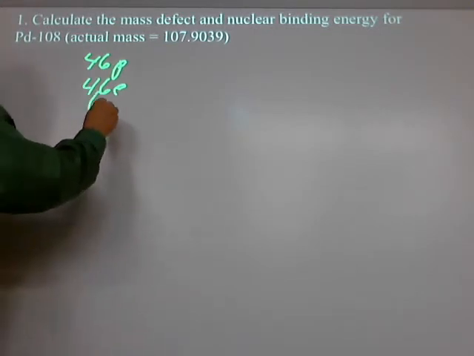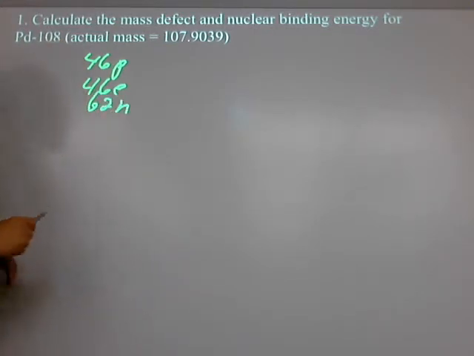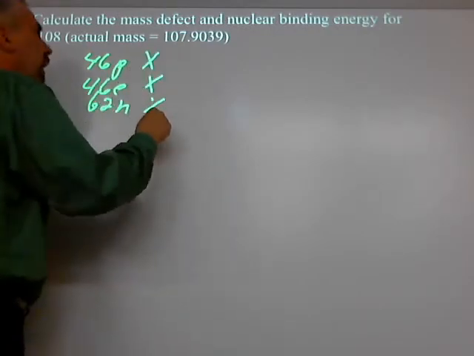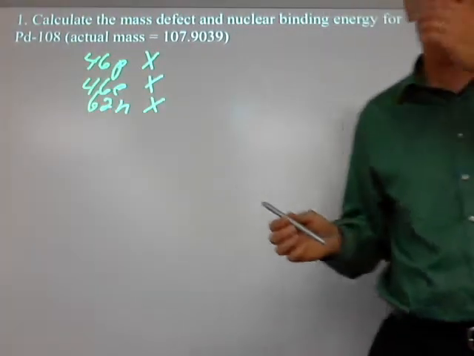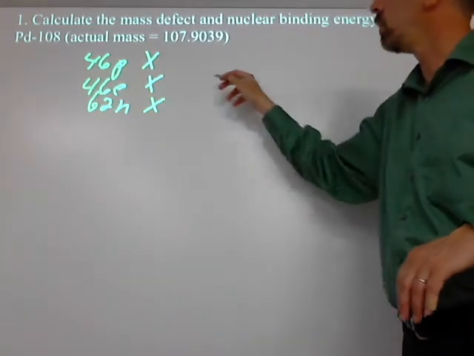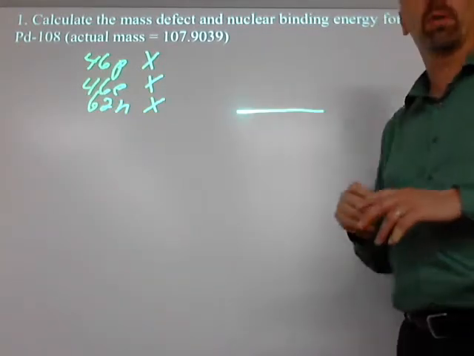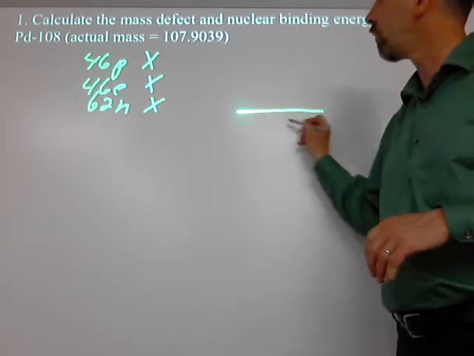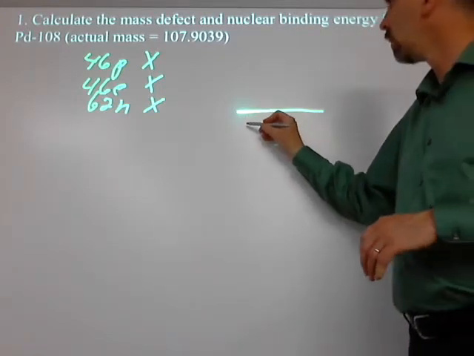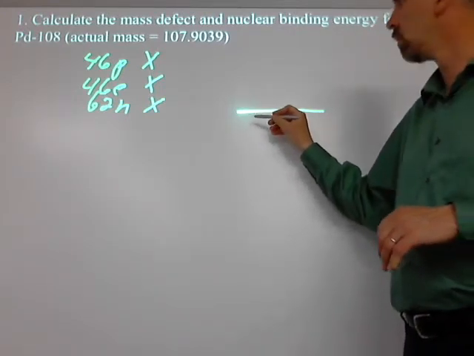Why 62? What did you do to get that? Subtracted the 46 from 108. You'll multiply each of those by the masses, and I'm not going to waste my time doing that. The mass of the proton, the mass of the electron, the mass of the neutron. You would multiply each of those by that, and what will you get for this mass right here? How much? 108.901.